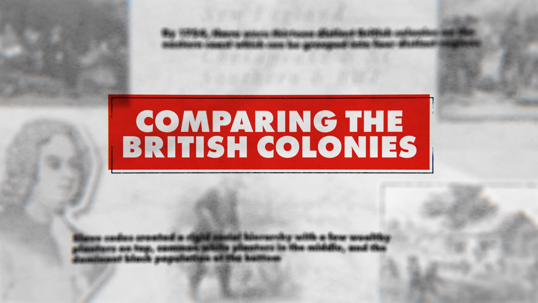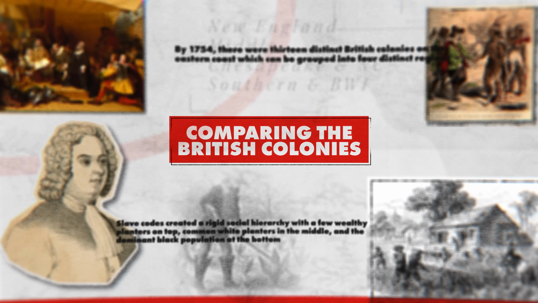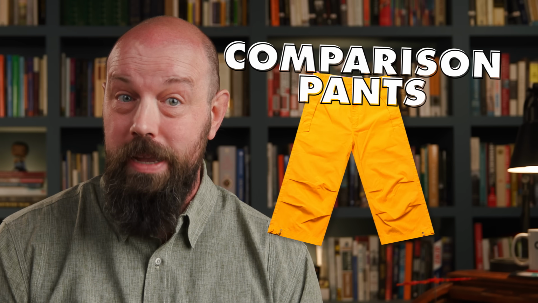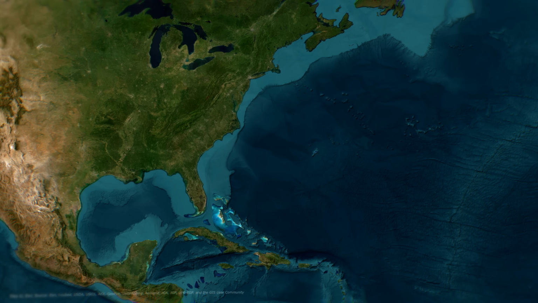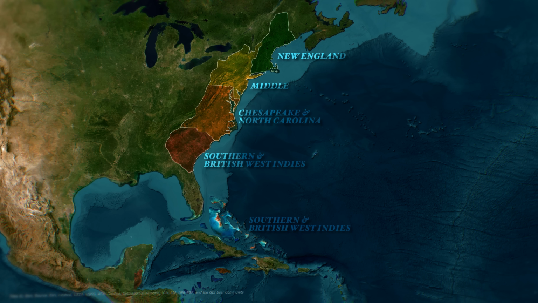Okay, now how about we forget that those other imperial powers exist for a minute and focus on the British colonies themselves. And I hope you're still comfortable in your comparison pants because they're staying on for this section too. Now, by the end of this time period, 1754, there were 13 distinct British colonies on the eastern coast of North America, which we can naturally group into 4 distinct regions.